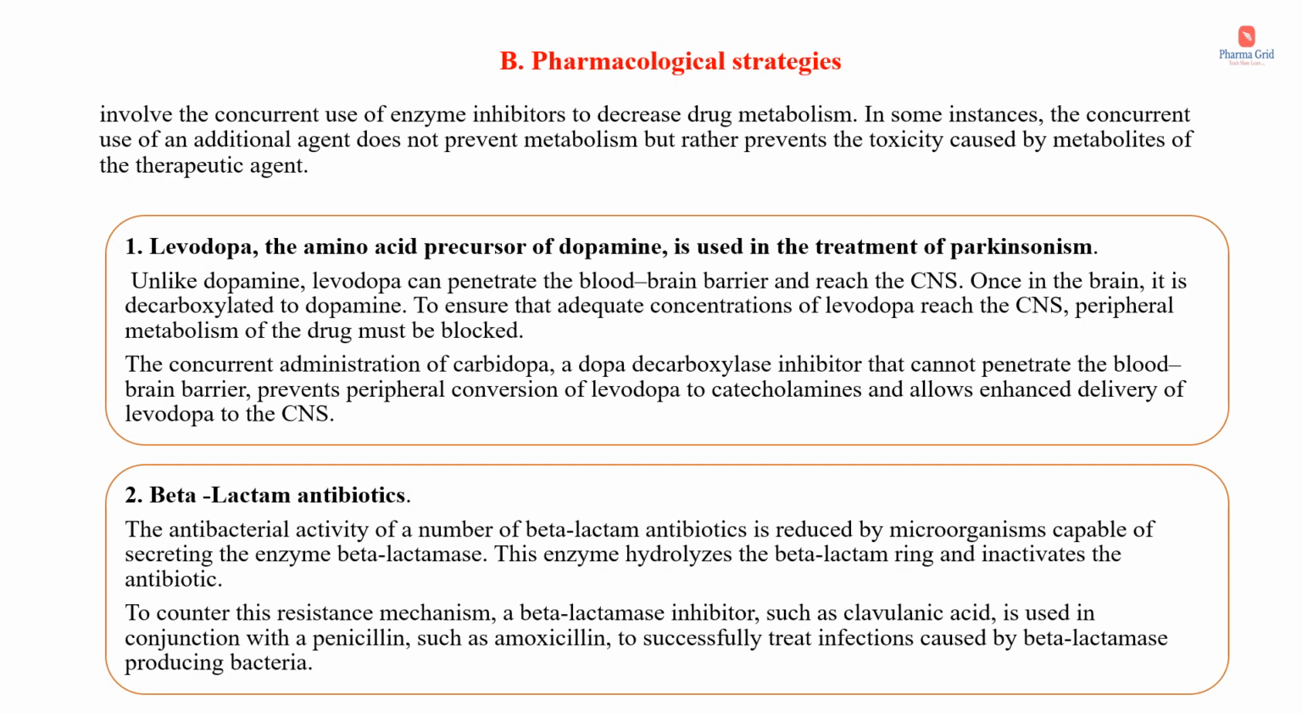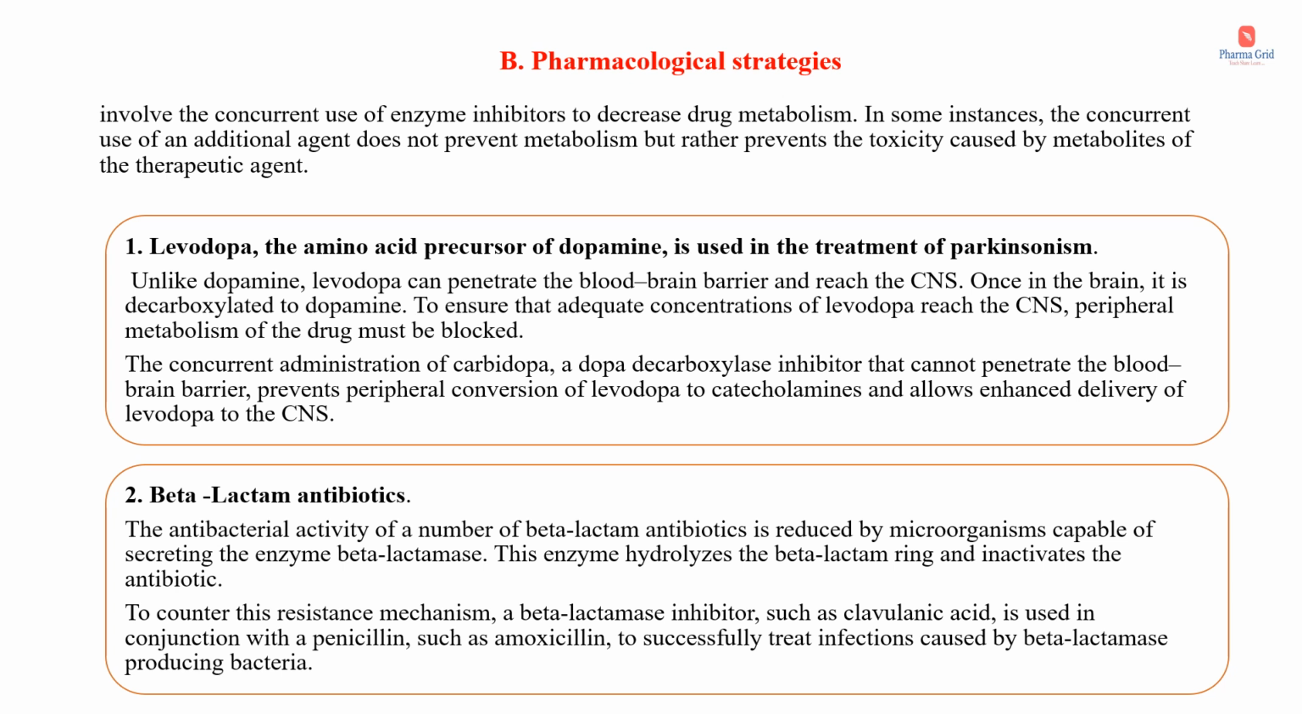Coming to the pharmacological strategies, they involve the concurrent use of enzyme inhibitors to decrease drug metabolism. In some cases, the concurrent use of an additional agent does not prevent metabolism but rather prevents the toxicity caused by metabolites of the therapeutic agent. So the pharmacological strategies aim to prevent the metabolism or toxicity caused by the metabolites of the therapeutic agent by the use of an additional agent. So let's see some examples. So the first one is levodopa.